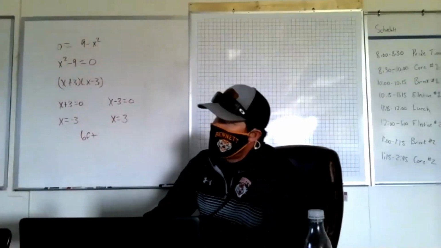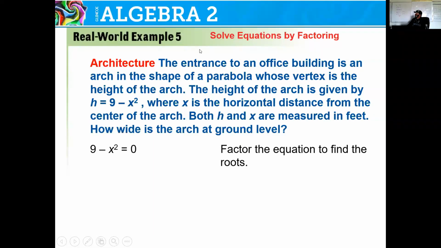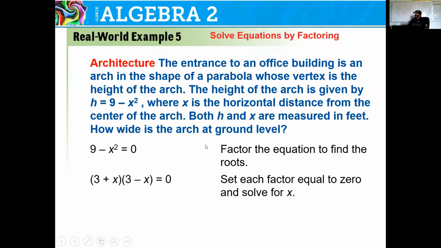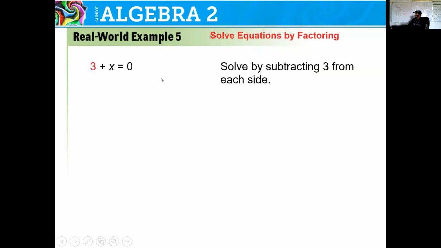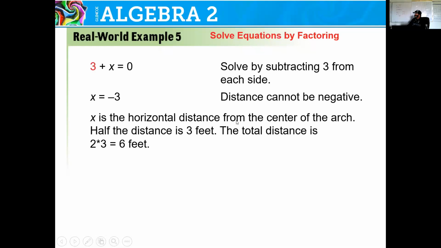Okay, it's just factoring it again. That falls into a difference of squares. So factor the equation to find the roots. 3 plus x, 3 minus x. So x is equal to 3. X is equal to a negative 3. The horizontal distance from the center of the arch is half the distance, is 3.